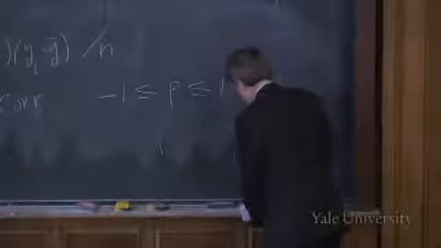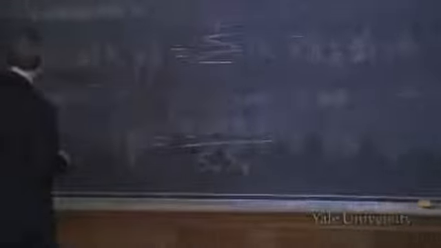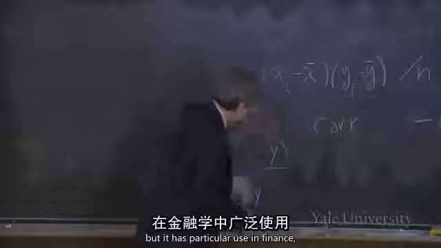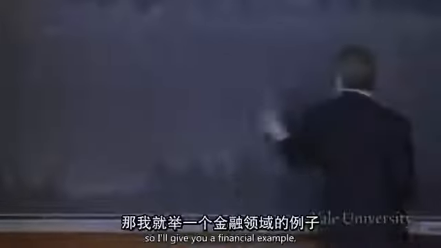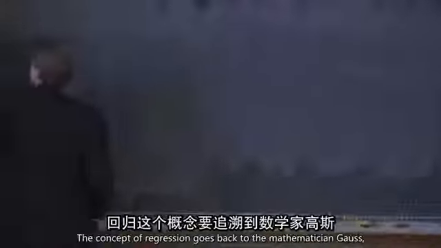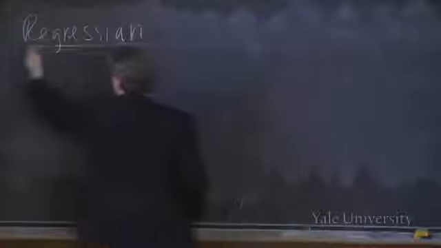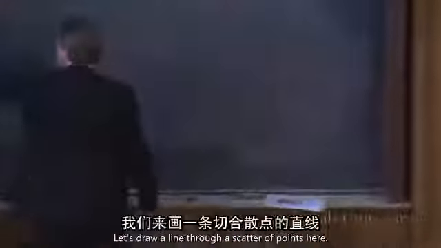Okay. So I want to move to regression. And this is another concept that is very basic to statistics, but it has particular use in finance. So I'll give you a financial example. Okay. So the concept of regression goes back to the mathematician Gauss, who talked about fitting a line through a scatter of points. So let's draw a line through a scatter of points here.